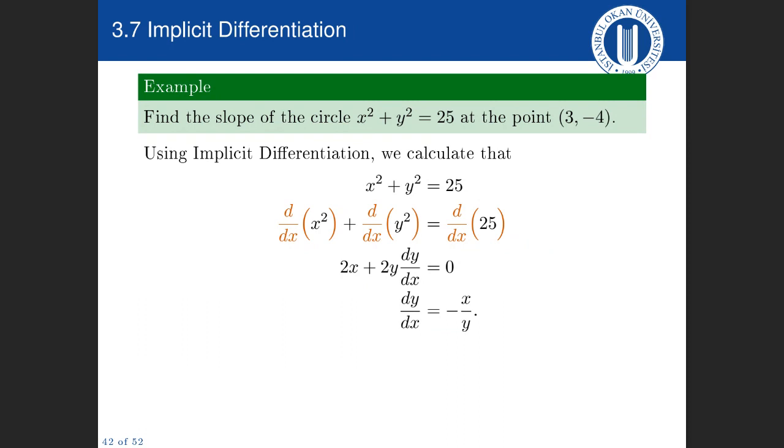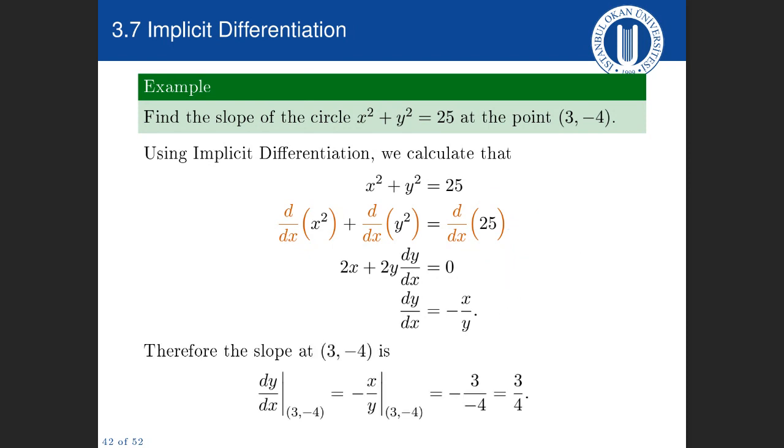So let me say that again. We start with the equation and we differentiate everything. And then we use the chain rule and then we rearrange. Now we're interested in the slope at the point (3, -4). So we want dy/dx at the point (3, -4), or -x/y at (3, -4), which is just 3/4.